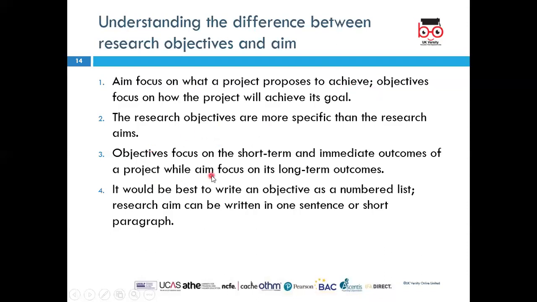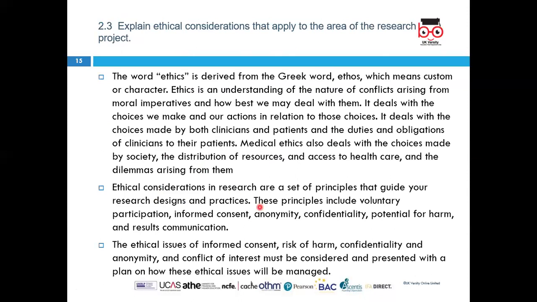Objectives focus on the short-term and immediate outcomes of a project, while the aim focuses on the outcome, which is longer term. And it would be best to write an objective as a numbered list. So number 1, number 2, number 3. Research aims can be written in one sentence or a short paragraph.